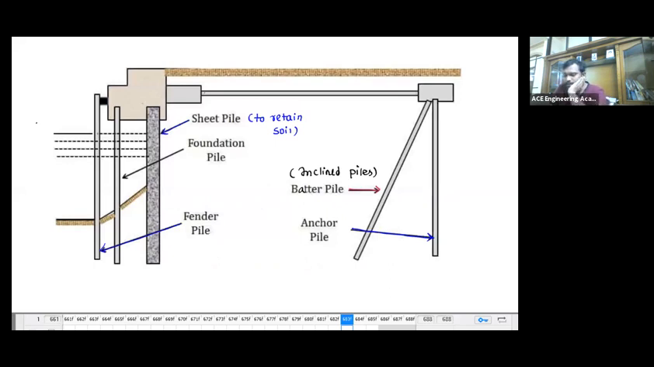Sir, should we provide all these piles for one structure? Yes, actually we do provide all of this in the harbor areas. It depends upon the situation. If there is a site near a river bed, which foundation do we prefer? If it is near the river bed, then we go for pile foundation. But if you are building in the river, in water bodies, then we go for the well.